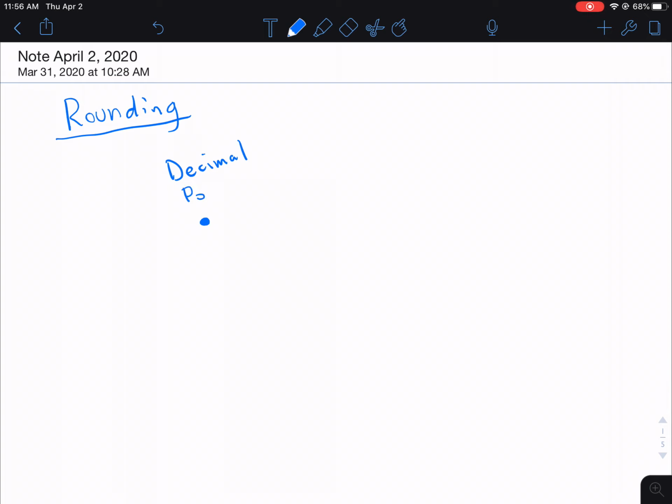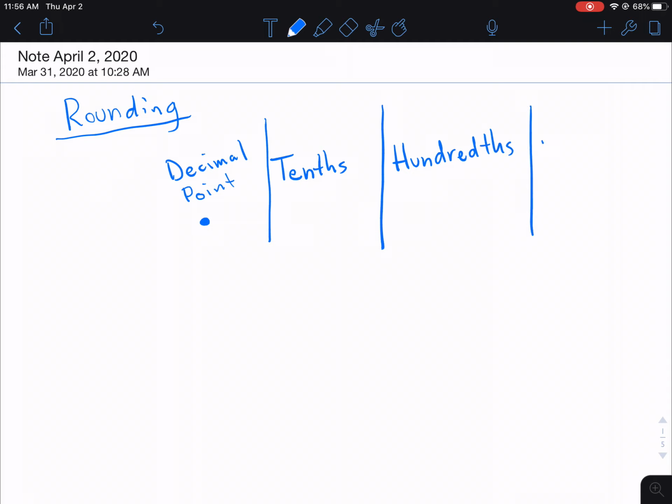this is the decimal point. To the right, you start off with the tenths. Then you go to hundreds. Then you go to thousands. To the left, you have ones, tens, hundreds, thousands, 10,000s.